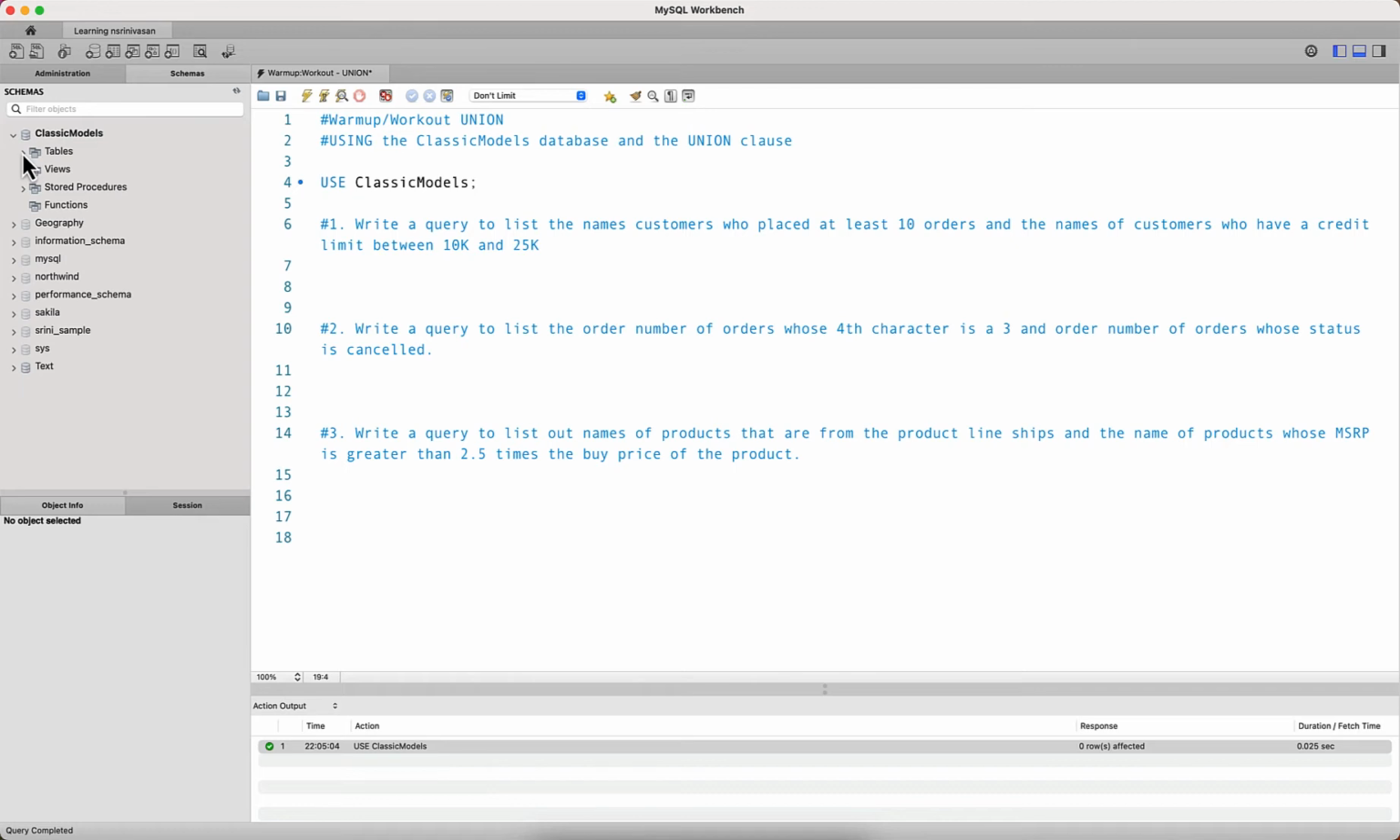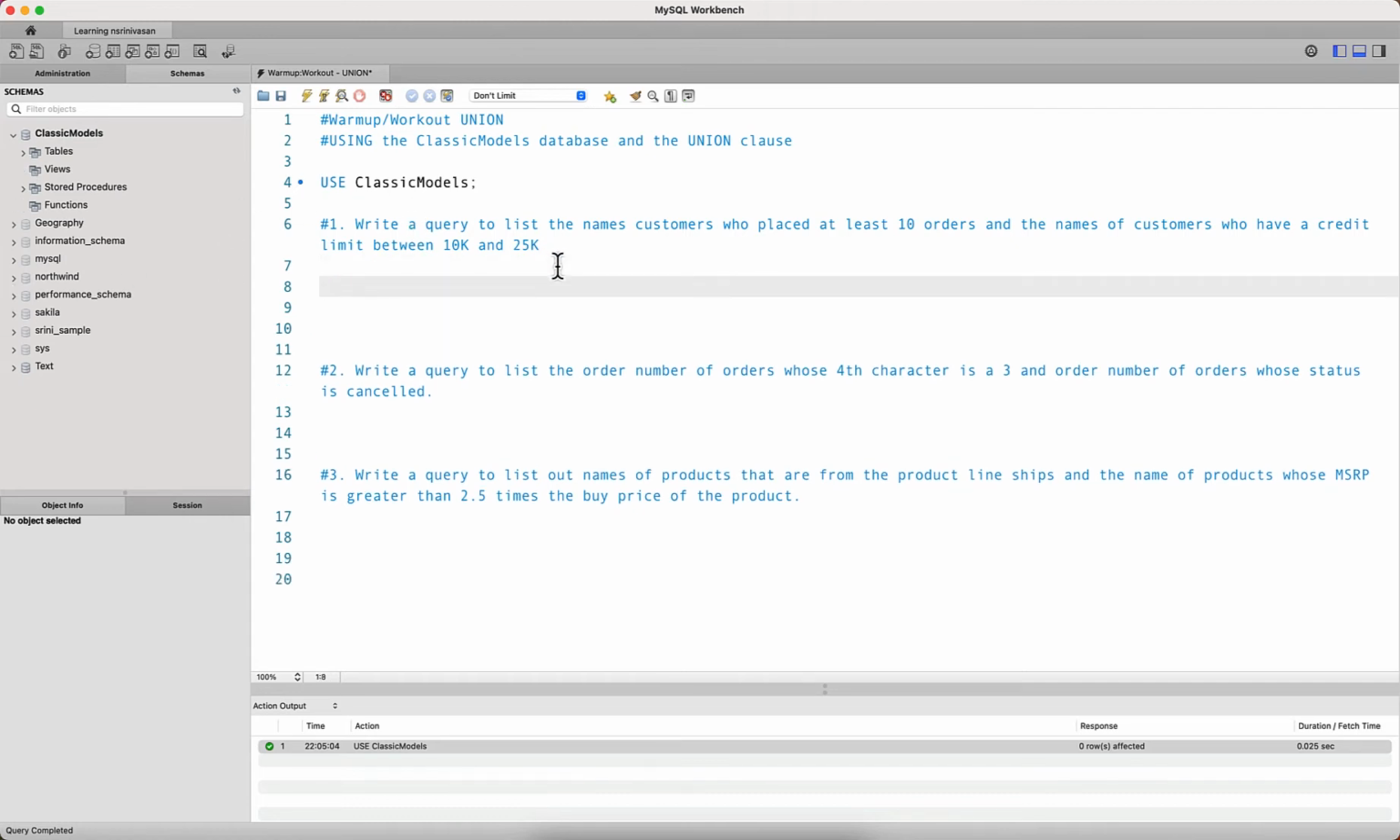The first query asks you to list the names of customers who've placed at least 10 orders and the names of customers who have a credit limit between $10,000 and $25,000. Now, you are asked to answer this question using the union clause. So, in this case, we have two queries whose results we want to bring together using the union clause.